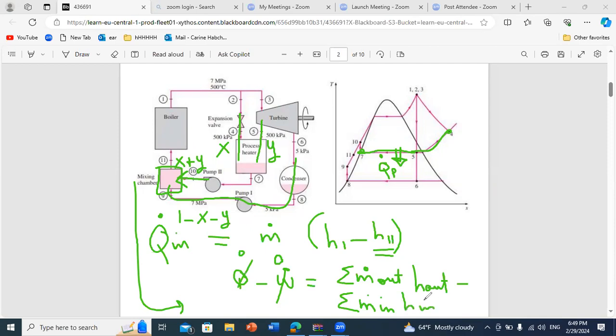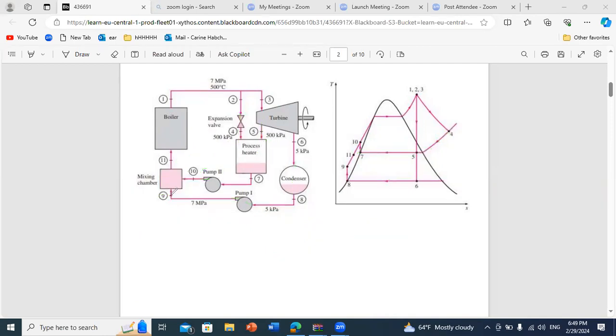So all I have to do now is to write that for my mixing chamber, the inlets are 9 and 10, and the outlet is 11. And as we discussed, the mass fraction through 11 is 1. The mass fraction through point 10 is X plus Y. And the mass fraction through point 9 is 1 minus X minus Y.